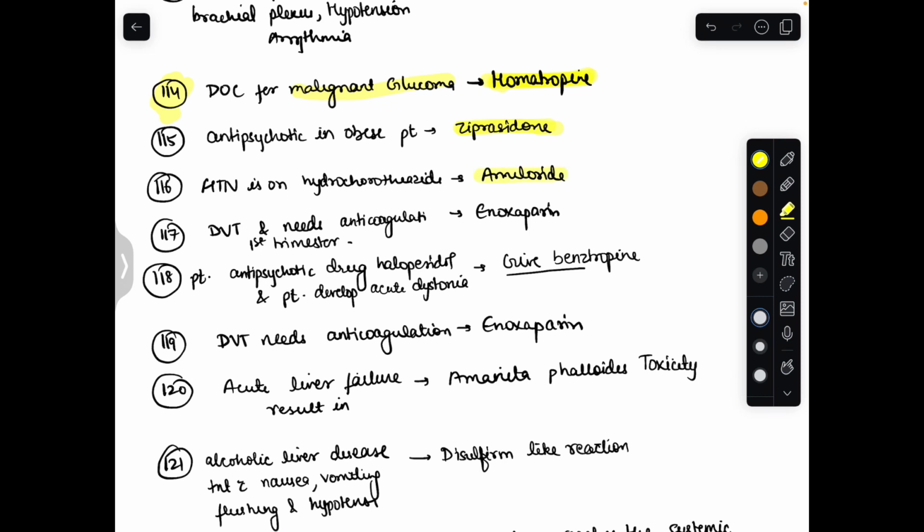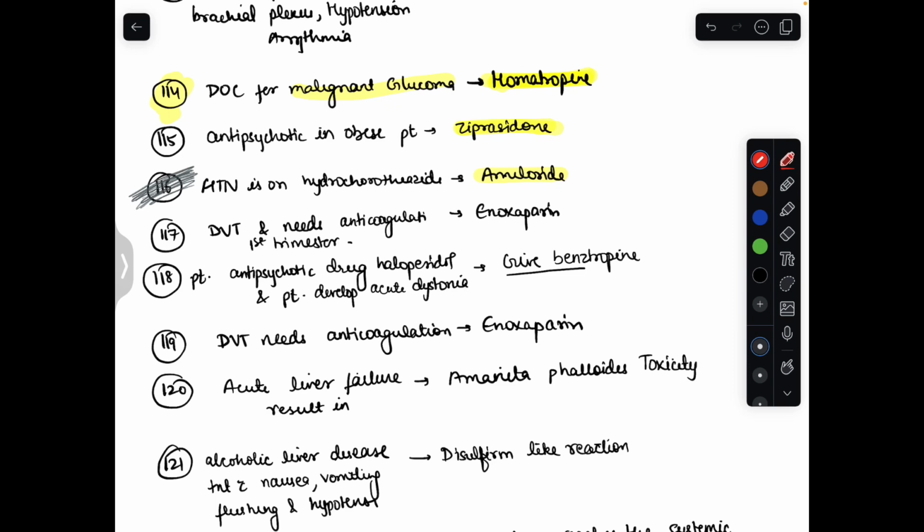Okay. Hypertension is on hydrochlorothiazide. For this, the correct answer is amiloride. Like a female is on hypertension. Which drug do we have to give with hydrochlorothiazide? So we have to give amiloride, because of hypokalemia. So I did not frame this question correctly, but one question was like this.